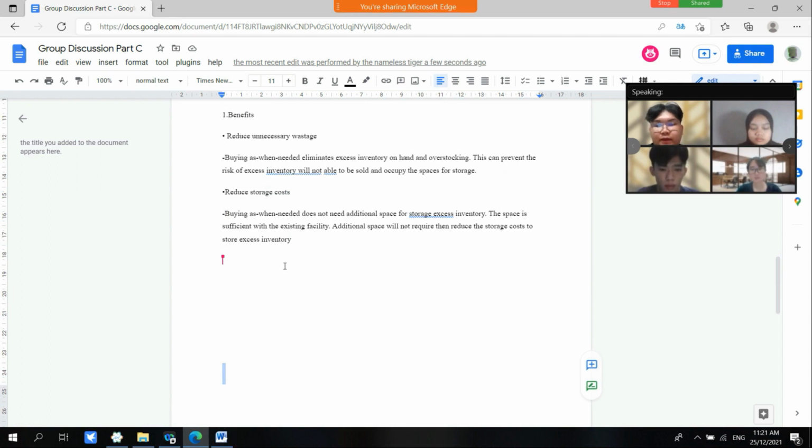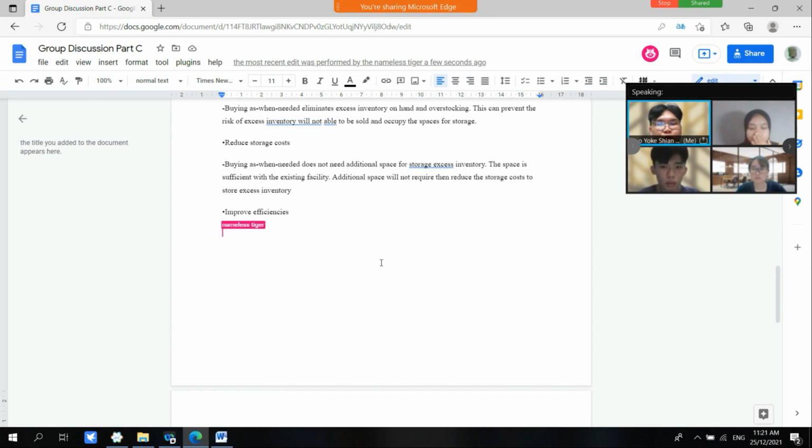The third benefit of option 2 is improved efficiency, because production mistakes can be spotted more quickly and corrected as soon as possible in this option. Thus, it can improve the efficiency of the production process. So I will pass to Jara to elaborate on the fourth benefit of option 2.